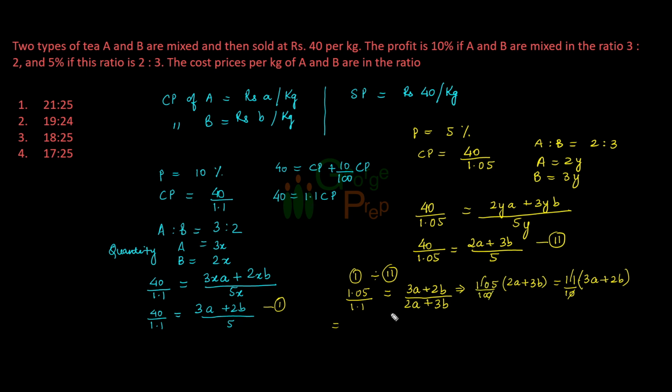We can cancel by 5 here. So 5 into 21 times, 5 into 2 times, that is (2a plus 3b). I'm taking this 11 inside. So 11 into 3 is 33a plus 22b. So 42a plus 63b is equal to 66a plus 44b. Or we get A by B as 19 by 24. So the answer for the question is 19:24.